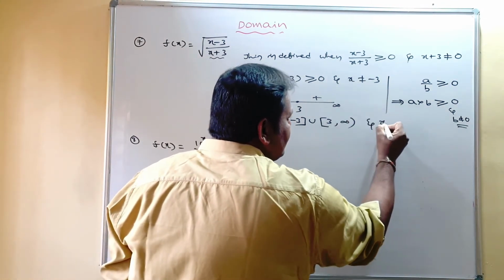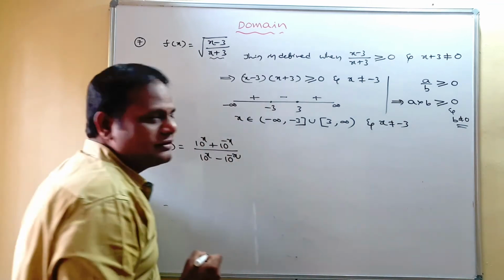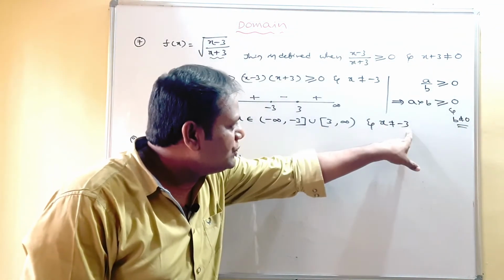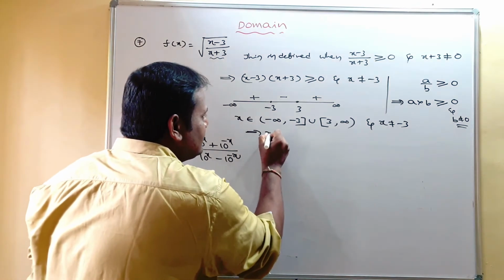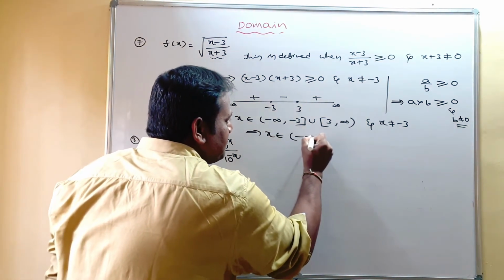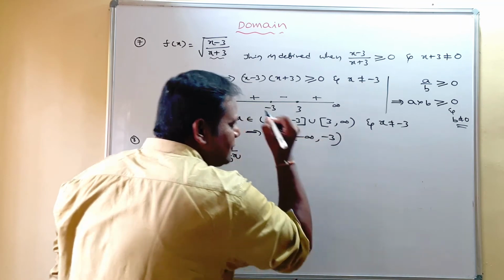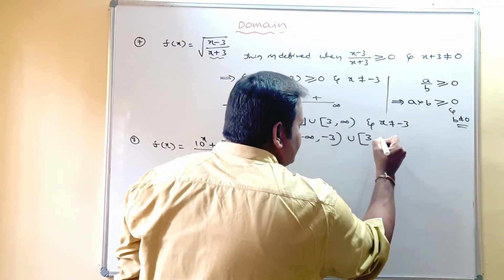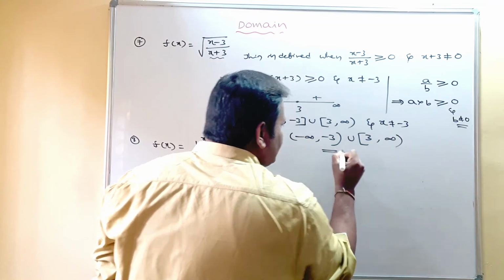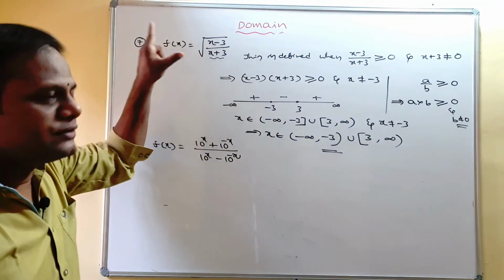X not equal to what? Minus 3. So we should not take minus 3. So can you give the final answer? X belongs to minus infinity, open interval minus 3, union closed 3 to infinity. So this is the domain of this function.